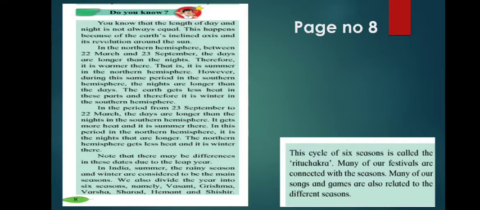So they have divided, you know, that the northern hemisphere will get summer and the southern hemisphere will also get summer, but the opposite will happen in the North Pole and South Pole. Okay, the northern hemisphere gets less heat and it is winter there. Note that there may be a difference in these dates due to leap year. So when there is a leap year, then there will be a change.